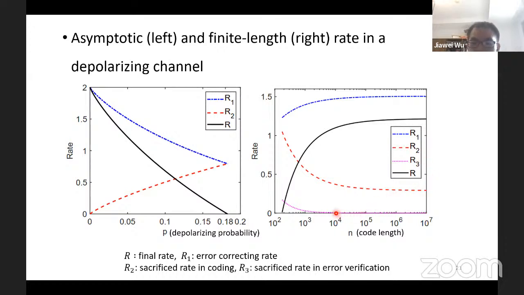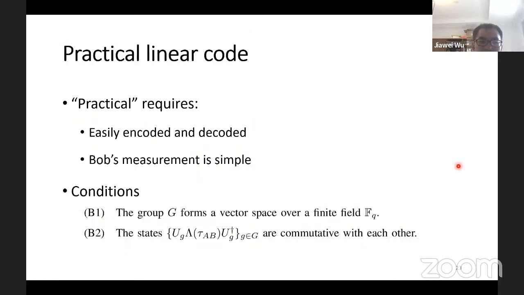After we get a code length of about 10 to the power of 5, that is a 100,000 length, the rate almost achieves the asymptotic rate. Also, we can construct a practical linear code according to our code construction.